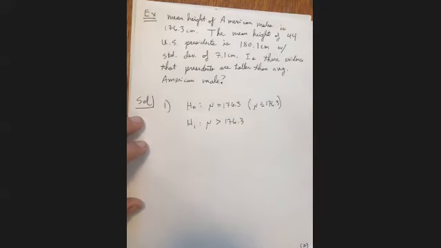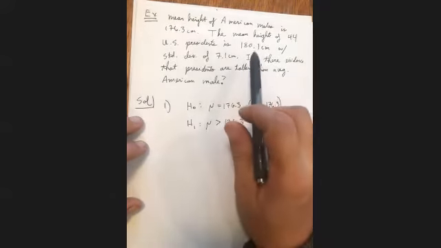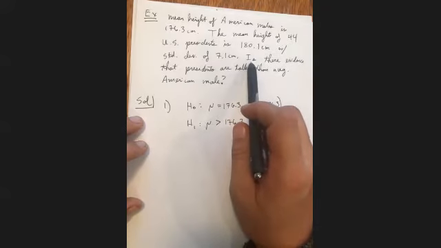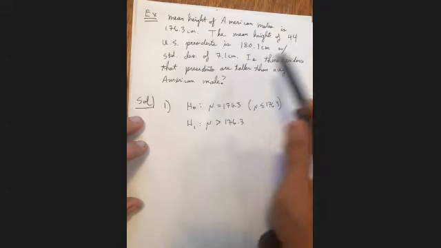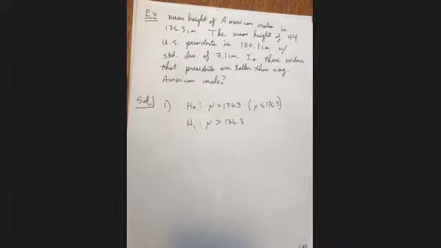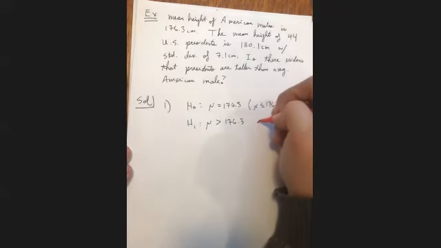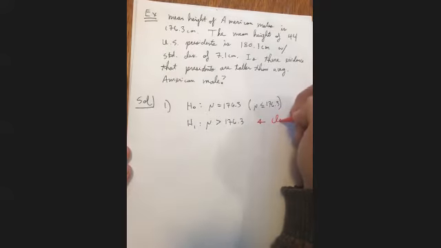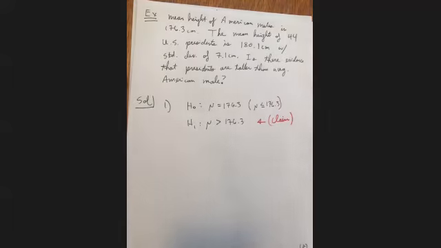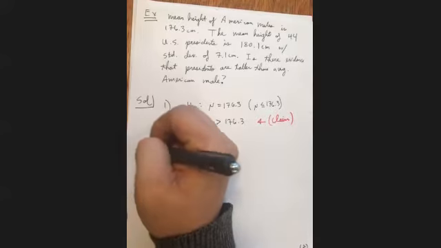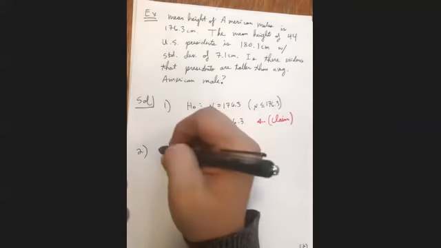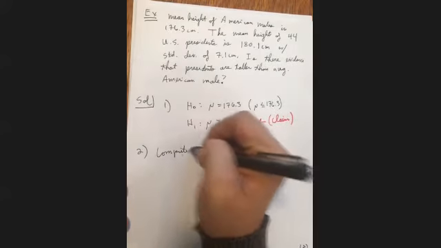Now we need to identify the claim. What is the claim? The researchers are looking to determine whether there is any evidence that presidents are actually taller. So that would imply that, yet again, our claim is H1. All right, so now we know who our claim is, we know what our hypotheses are, and we know that we're doing a right-tailed test. Great. Part 2, we need to compute the test statistic.